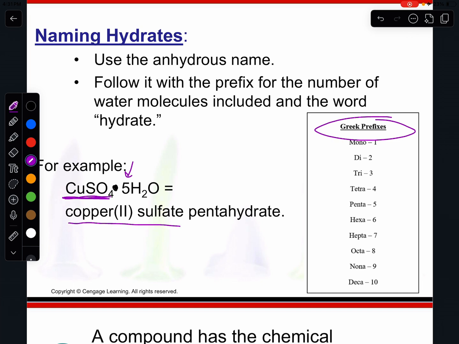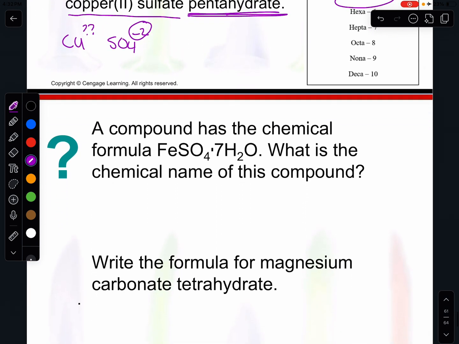So we're going to call this one copper 2 sulfate. Now we have to know it's a 2 because sulfate is an SO4 with a minus 2 charge, and Cu is a transition metal, so it requires an unknown charge, so we need to use Roman numerals. Because there's no 2 shown, it has been crossed out, so that is why it is copper 2 sulfate. And then 5 indicates penta, and we just use the word hydrate. Okay?